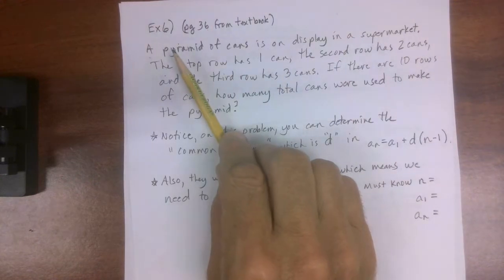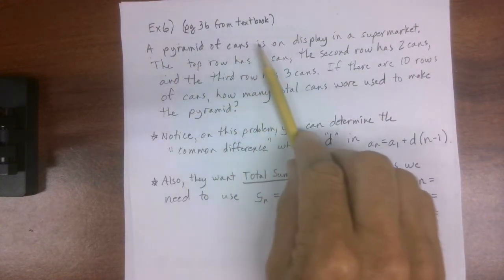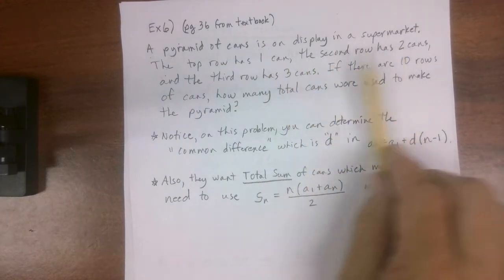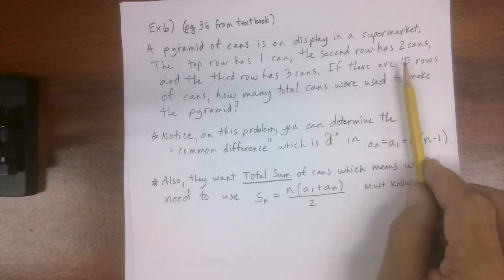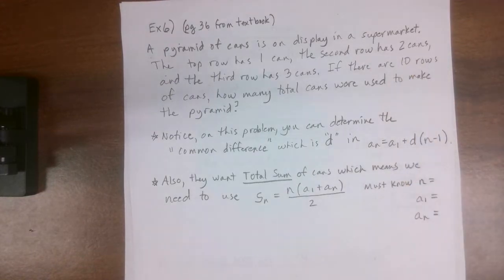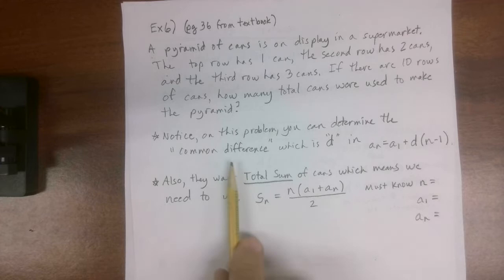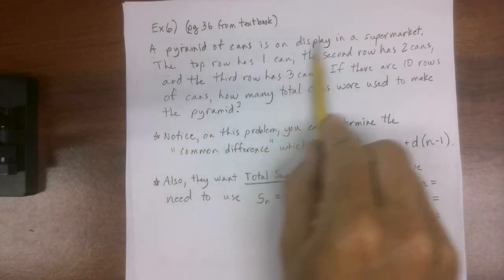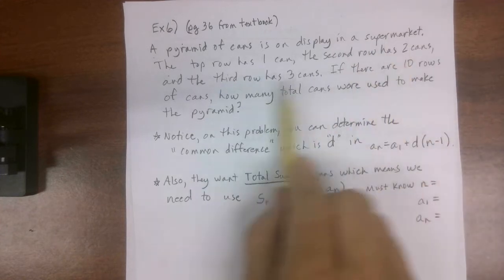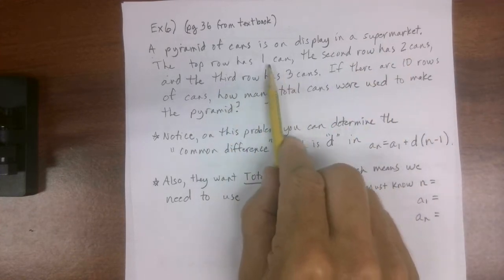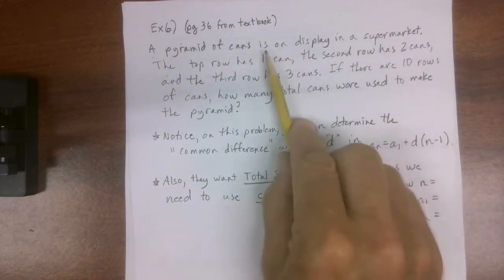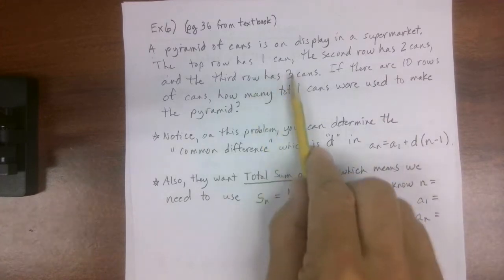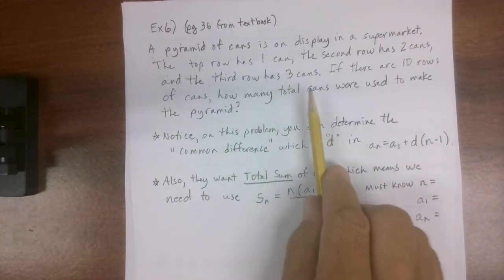Similar problem. You know, they're talking about seats in an auditorium. This one is a pyramid of cans on display at a supermarket. The top row has 1 can, second row has 2, third row has 3. There are 10 rows. Now, remember what I said. D is the common difference. Look, top row, 1 can. Second row, 2 cans. Third row, 3 cans. Pretty obviously, there's a difference of 1. From 1 to 2 is 1. From 2 to 3, 1. So on this problem, we can just read it and go, aha, D is 1.